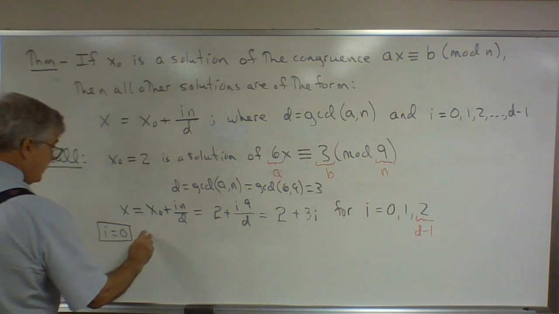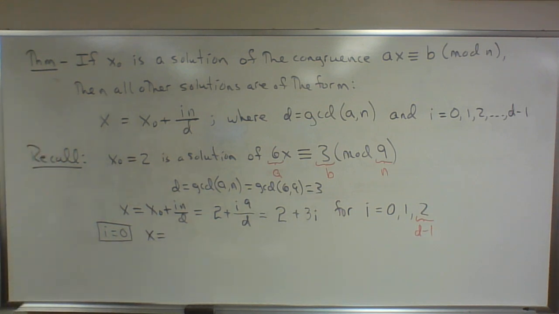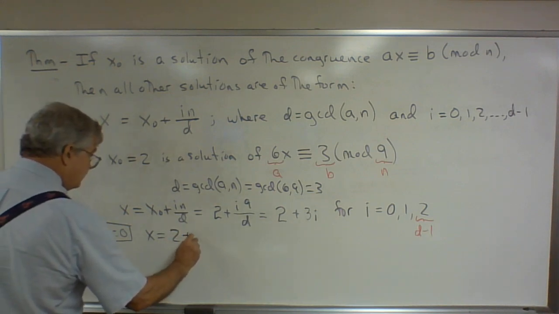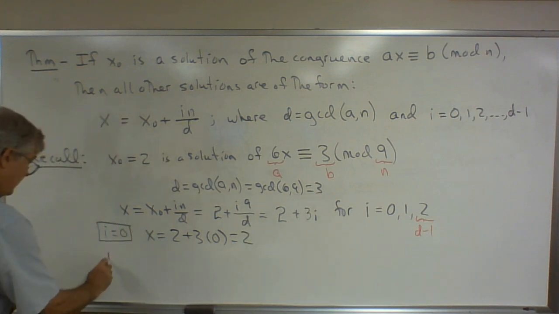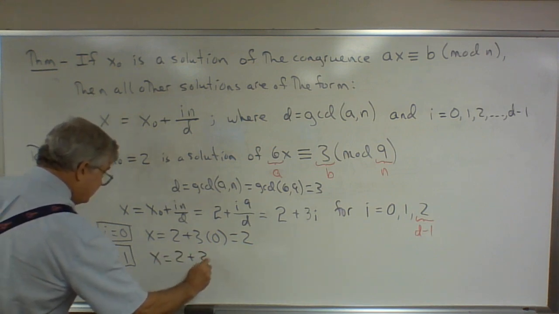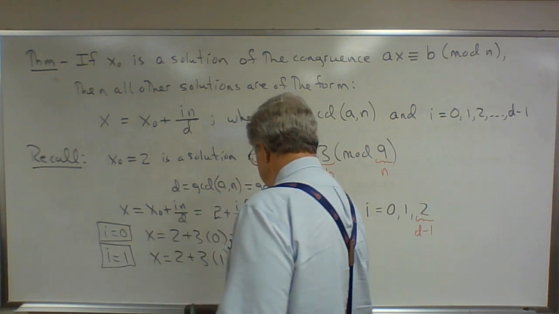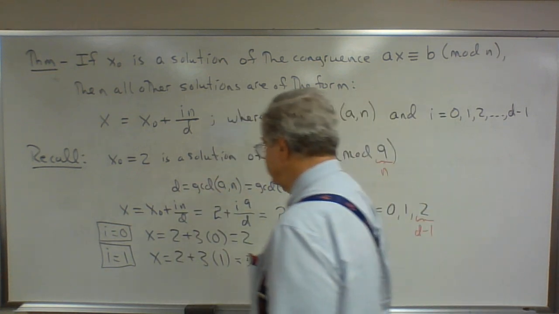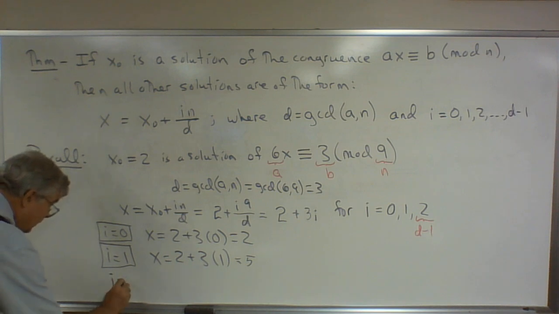I equals 0. X is equal to 2 plus 3 times 0, which is 2. I equal 1. X is equal to 2 plus 3 times 1, which is 5.